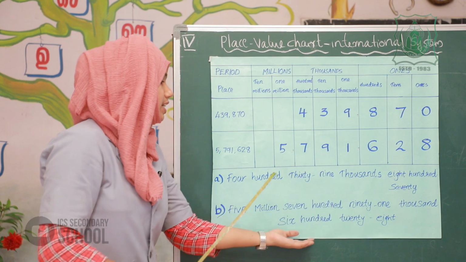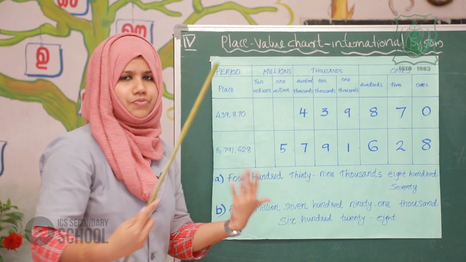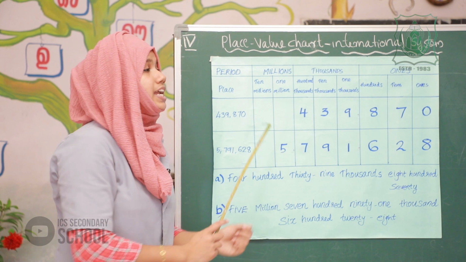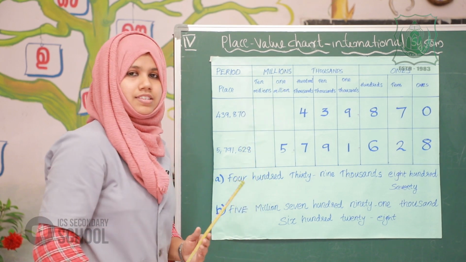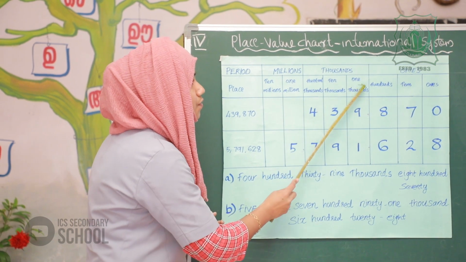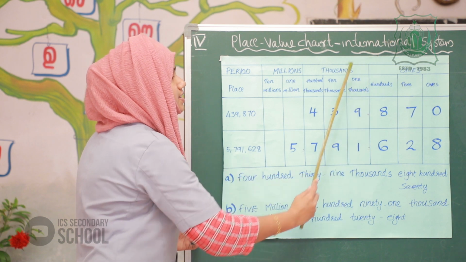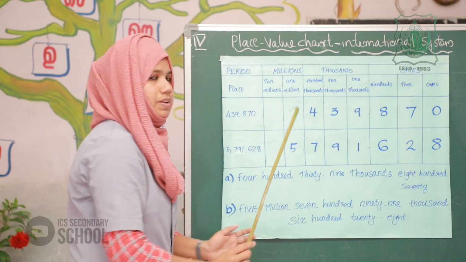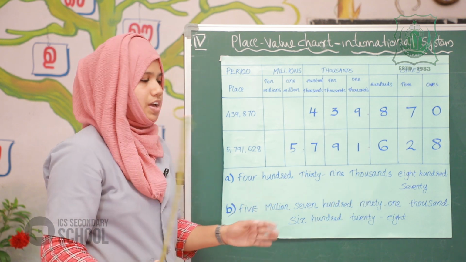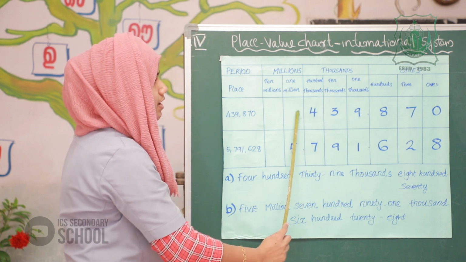We have studied this in the Indian system, in the same way, but the periods are different. The main difference is that instead of the lakh period, the international system has millions. Also, in the Indian system there are only two columns in the thousands period, thousands and ten thousands, but in the international system there are three. That is the only difference. Others, like putting commas, are the same way. Okay. So how to read this number?